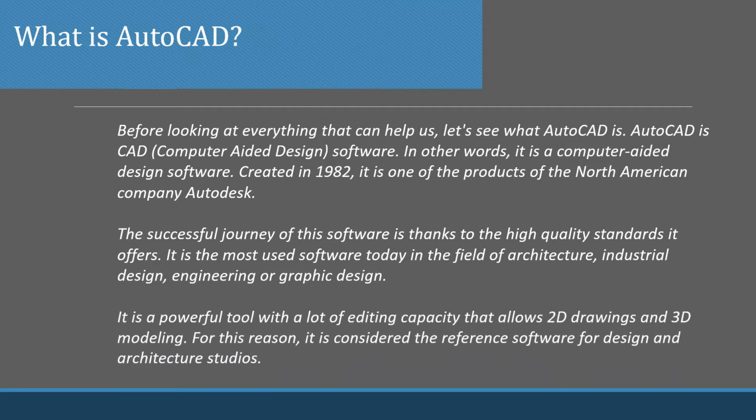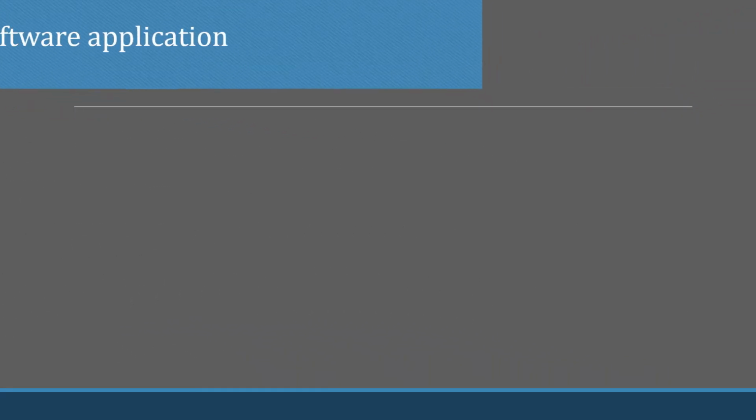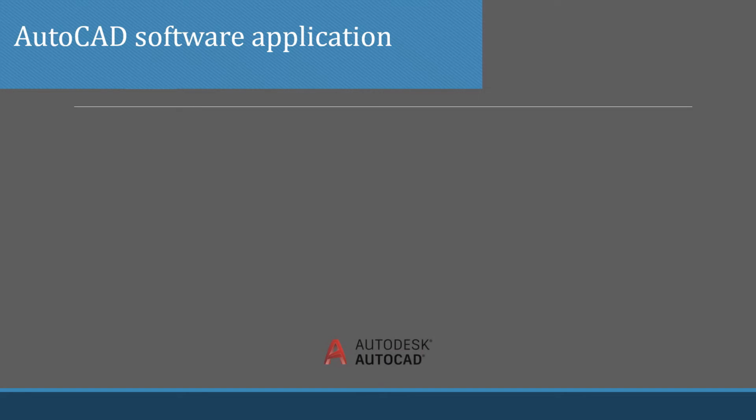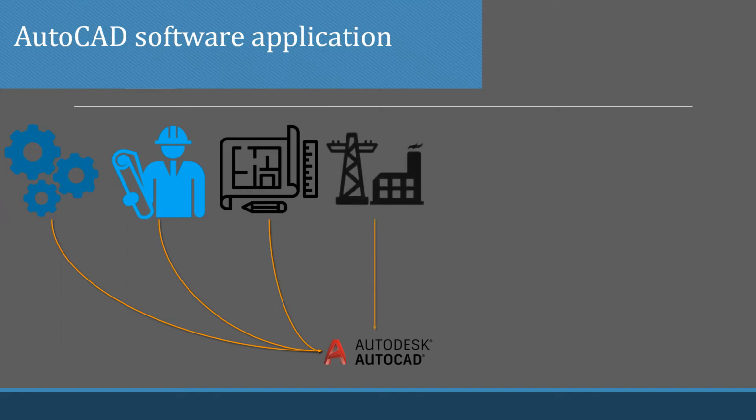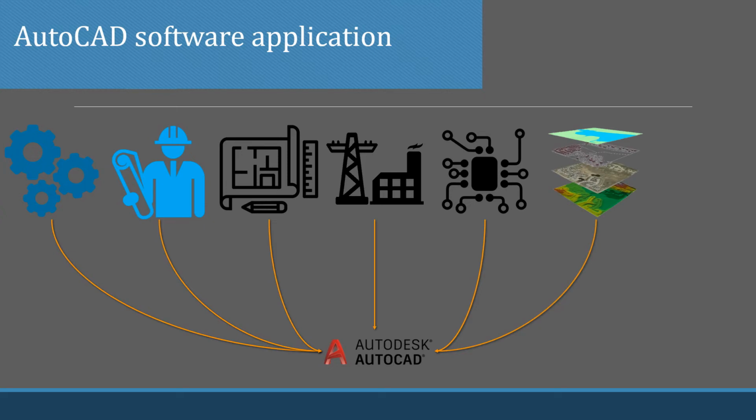However, thanks to the tools used in editing, not only for 2D but also for 3D, AutoCAD is now very robust in 3D modeling as well, and its strongest use is in design and architecture studios. And this is because it has become the reference software for studios that focus on design and architecture. Now, among the fields that use AutoCAD, you have mechanical engineering, civil engineering, architecture, electrical engineering, electronic engineering, topography and cartography, and also graphic design.